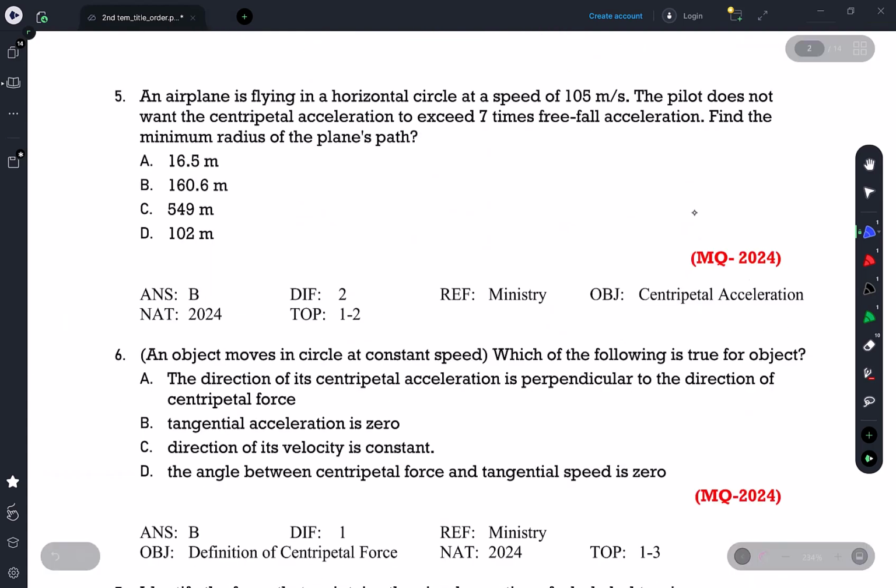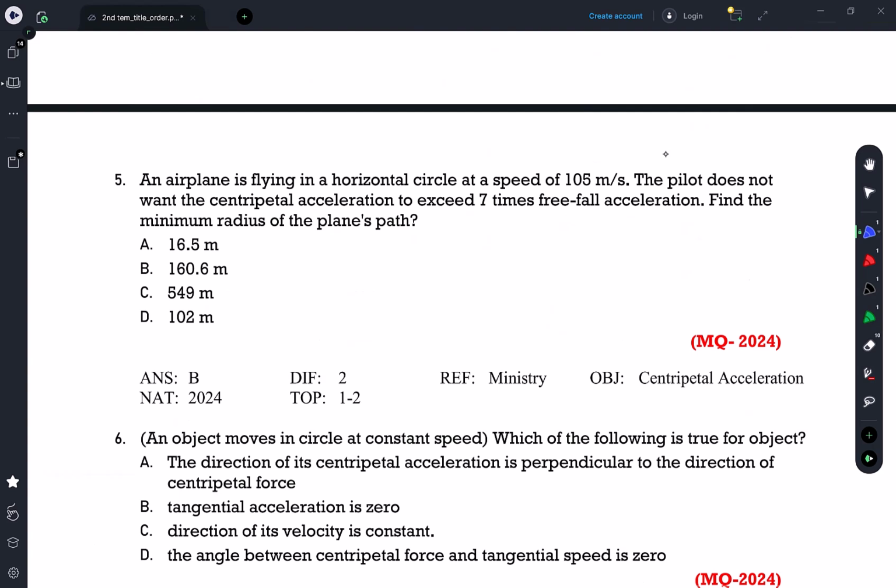Question number 5. An airplane is flying in a horizontal circle at a tangential speed of 105 meters per second. The pilot does not want the centripetal acceleration to exceed 7 times free fall acceleration. So centripetal acceleration is going to be AC equals 7 times free fall acceleration, 7 times 9.81. So let's calculate how much this is: 7 times 9.81 is going to be 68.67 meters per second squared. Find the minimum radius of the plane.